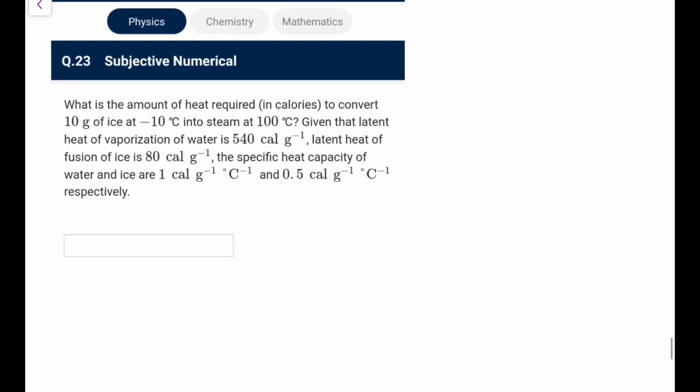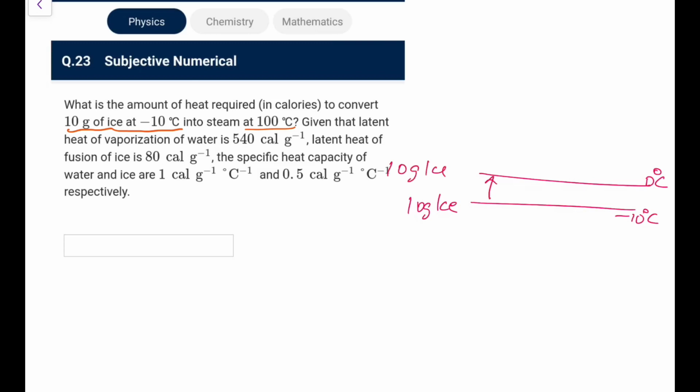Next. What is the amount of heat needed in calories to convert 10 gram of ice at minus 10 into steam at 100, given that... Okay, so these standard data you are given. So first of all, let's say this is 10 gram ice at minus 10. To bring it to 0 degree ice, first only temperature change, amount of heat would be m s delta T. M is 10, specific heat is 0.5 and temperature change is 10, that is 50 calories. Now to melt it, 0 to 0, it becomes 10 gram water. So this would be mL, so 10 into 80, that is 800.